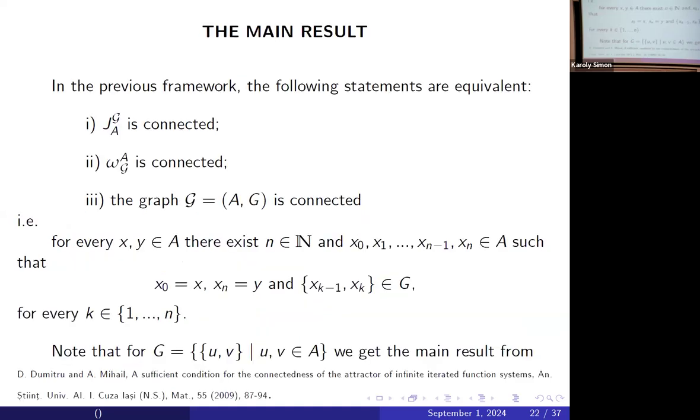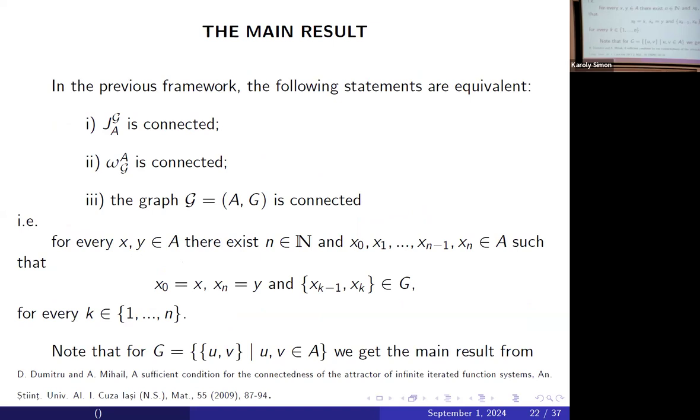And now here is the main result. It states that in the previous framework, the following three statements are the same. The first one is that the graph Lipscomb space is connected. The second one, omega Aj is connected. And the third one, the graph G is connected.